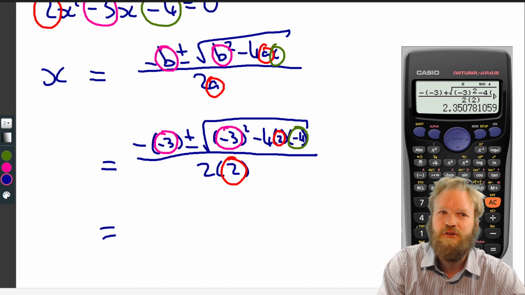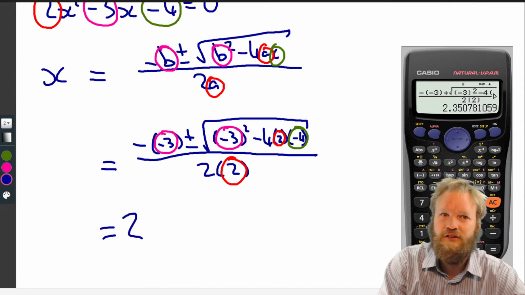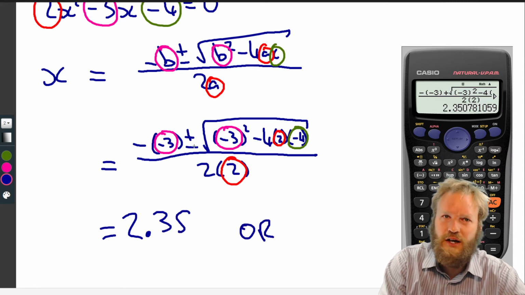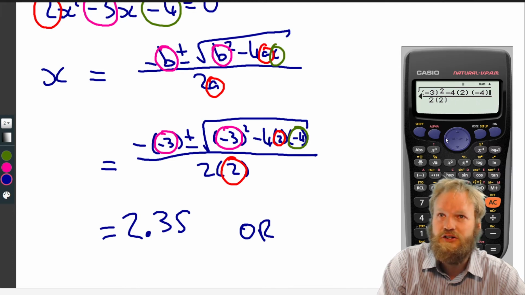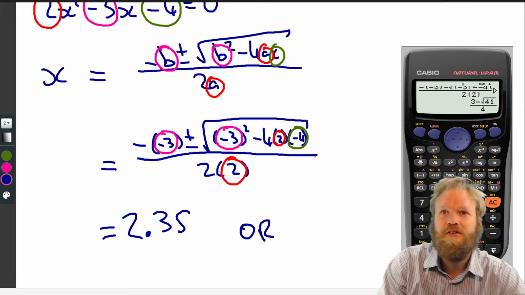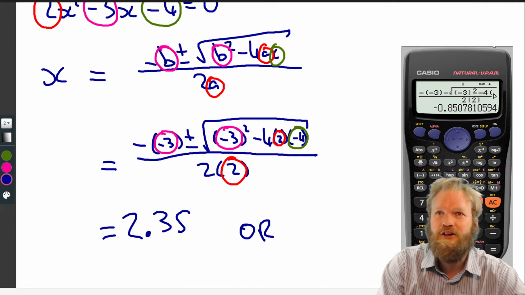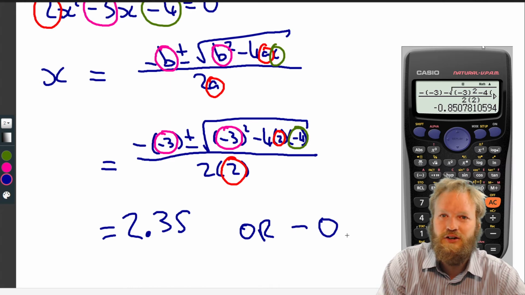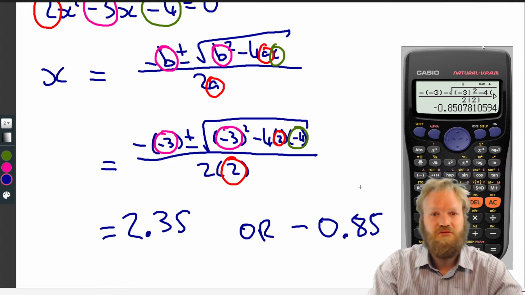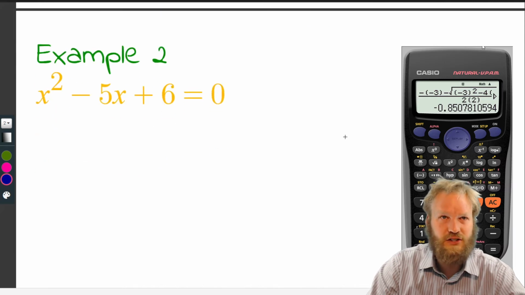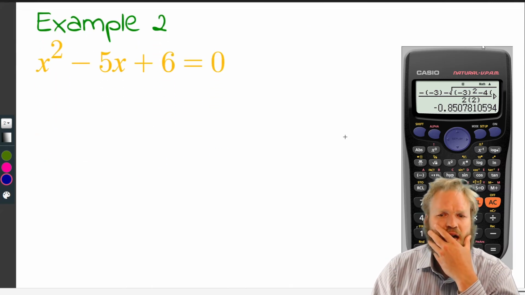Let's just put it as a decimal for now. 2,35. Do you see we had a plus or a minus? Let's do the same thing, but instead of having the plus over here, let's change that plus to a minus, and we'll get our second solution. Minus equals, to write it as a decimal, minus 0,85. Simple as that.